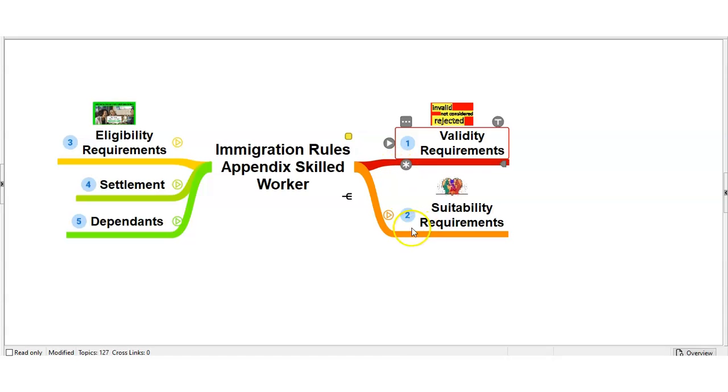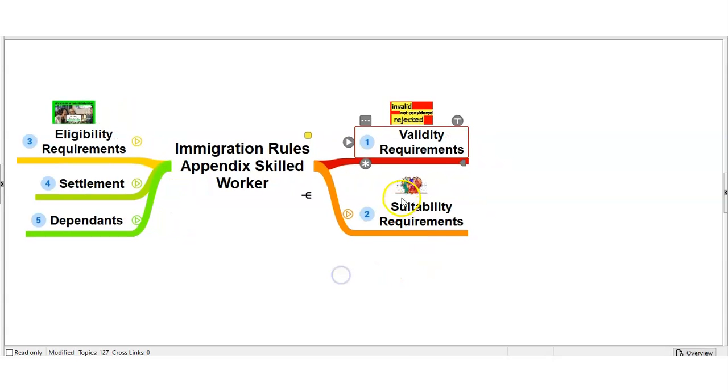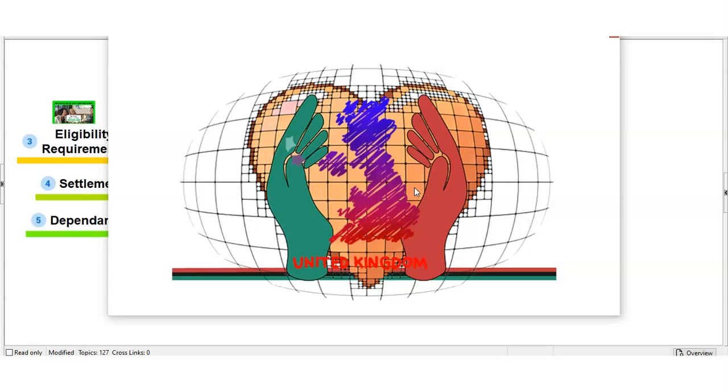Now let us have a look at the suitability requirements. The suitability requirements are predominantly about making sure that the person who asks the Home Office to allow them to enter the UK will not endanger UK society. So generally it's all about criminality, dishonesty, debts to the NHS and some other circumstances which will prevent applicants from entering the UK because they will fail to meet the suitability requirements.